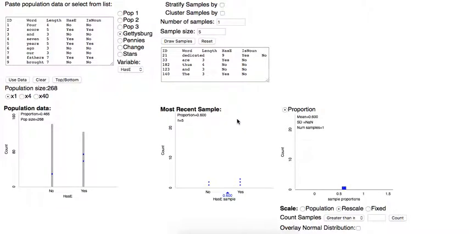And with the applet here from Rossman and Chance, we're going to see what happens when the population only has two options, yes and no. In this case, we're looking at the Gettysburg Address and whether the words in it have an E or do not have an E. And we see here the proportion of letters that have an E is 0.466, 46.6 percent of them have the letter E.